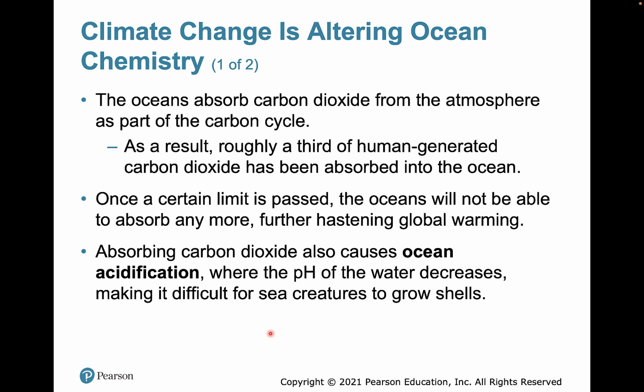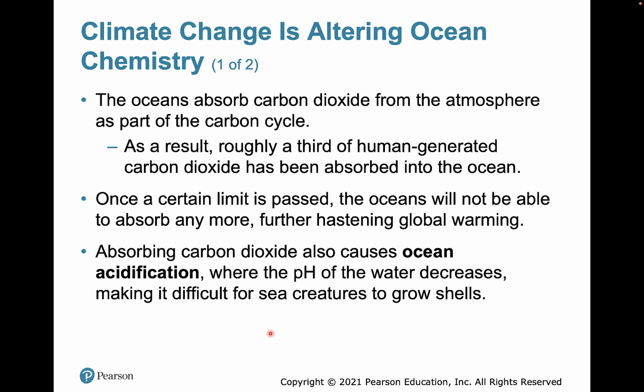There will come a point where the ocean will not be able to take up any more carbon dioxide. So if there's no more carbon dioxide going into the ocean, then that carbon dioxide is going to remain in the atmosphere to intensify global warming, okay? We'll talk about that in a few chapters.